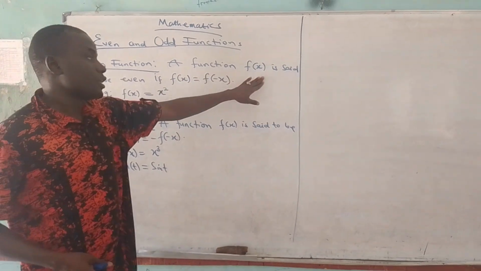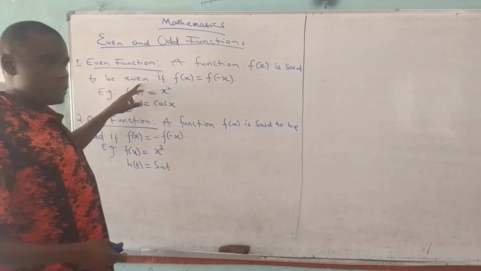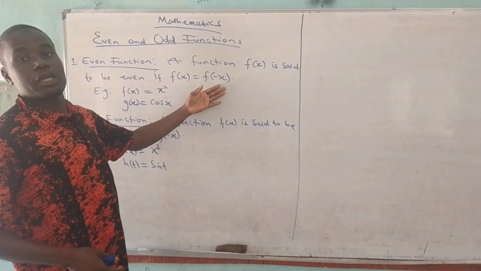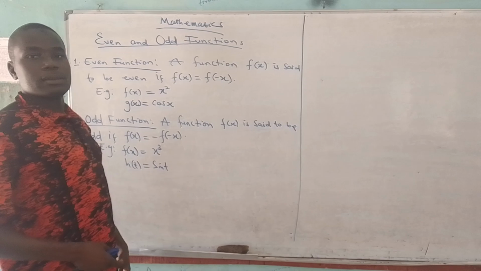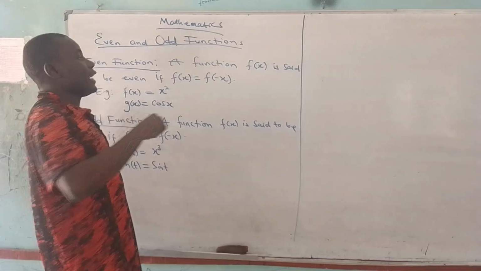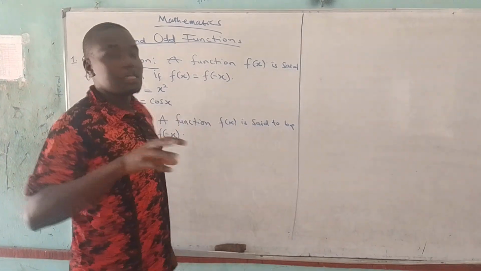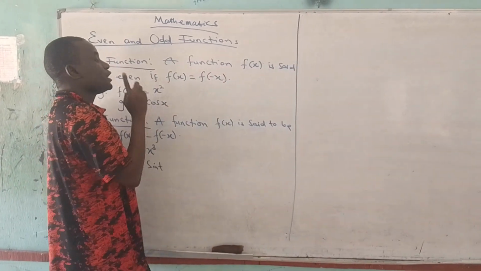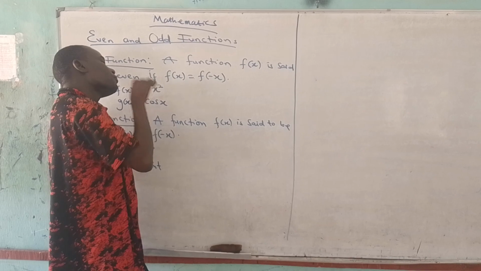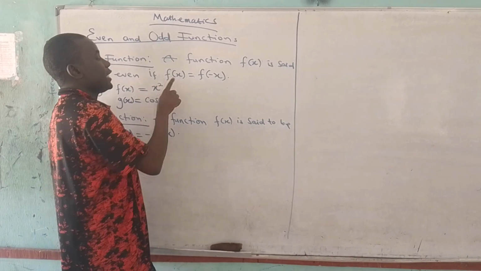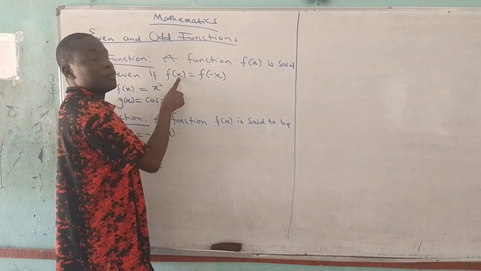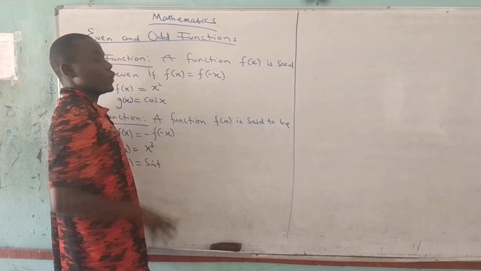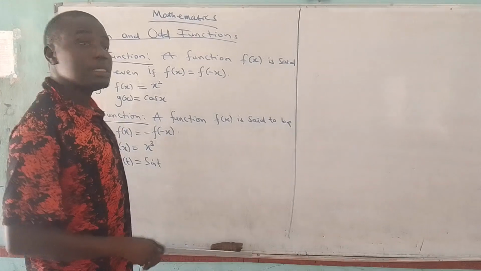A function f of x is said to be even if f of x is equal to f of minus x. That is, when any function is even, if the value of the function at a positive x and at a negative x is the same, then we say the function is even.